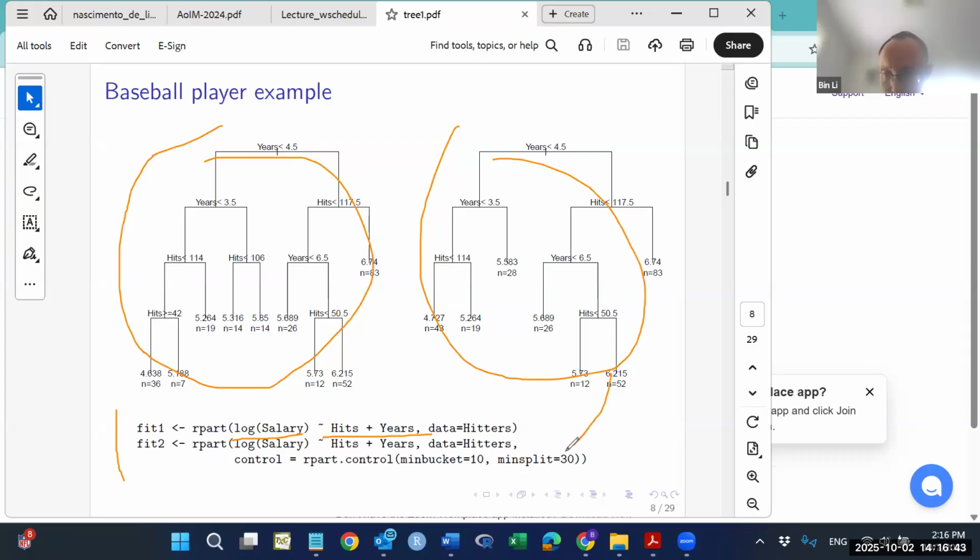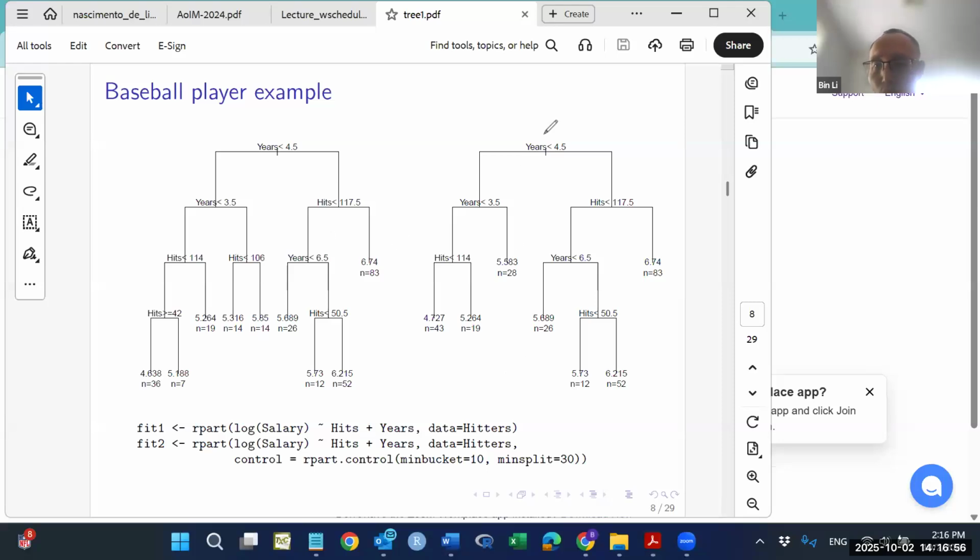The first tree is from fit 1, and the second tree is from fit 2. Okay, so you can see what the difference is here. Between these two trees, the nodes up here are the same, but if we look down, you can see we have a split here for this one, but for this other one, we stopped here.